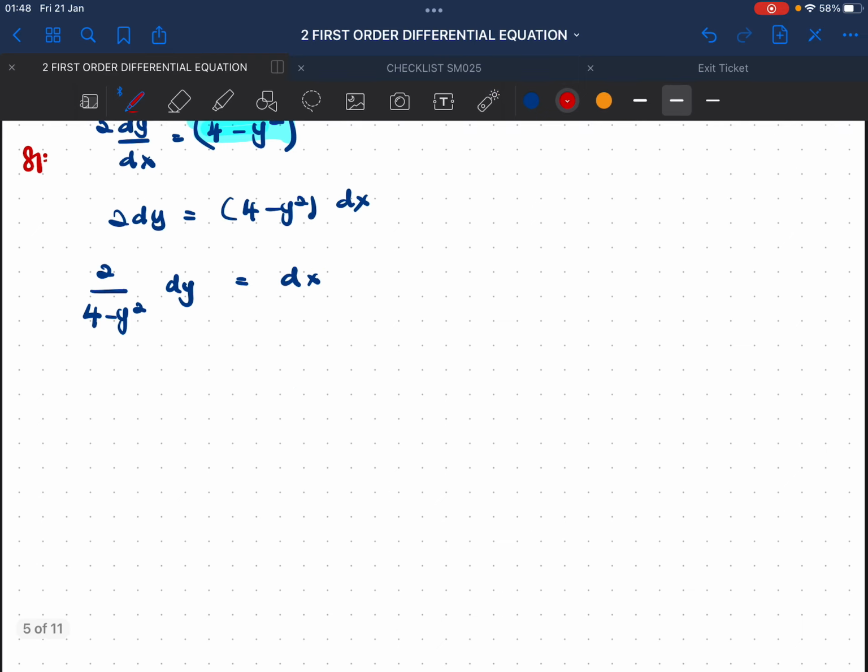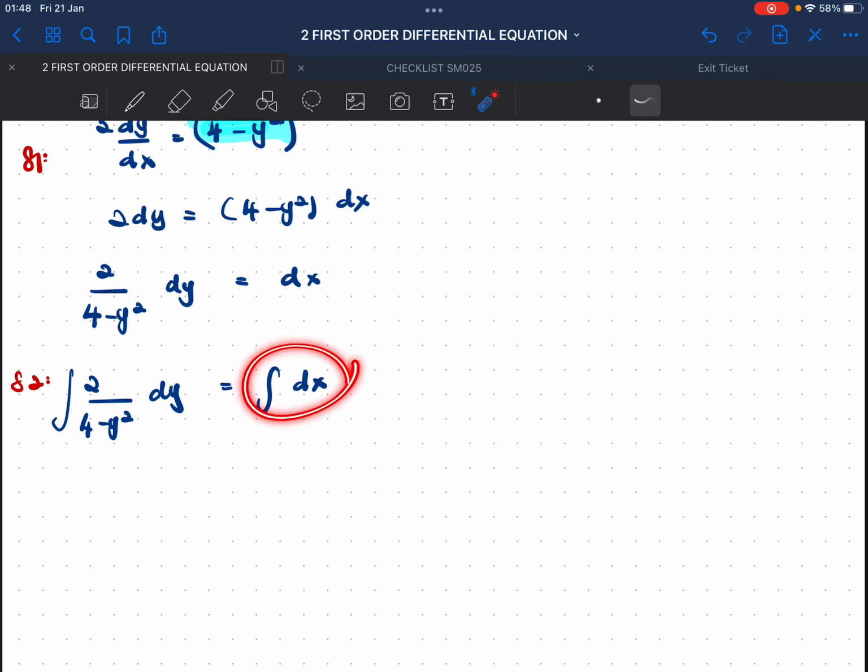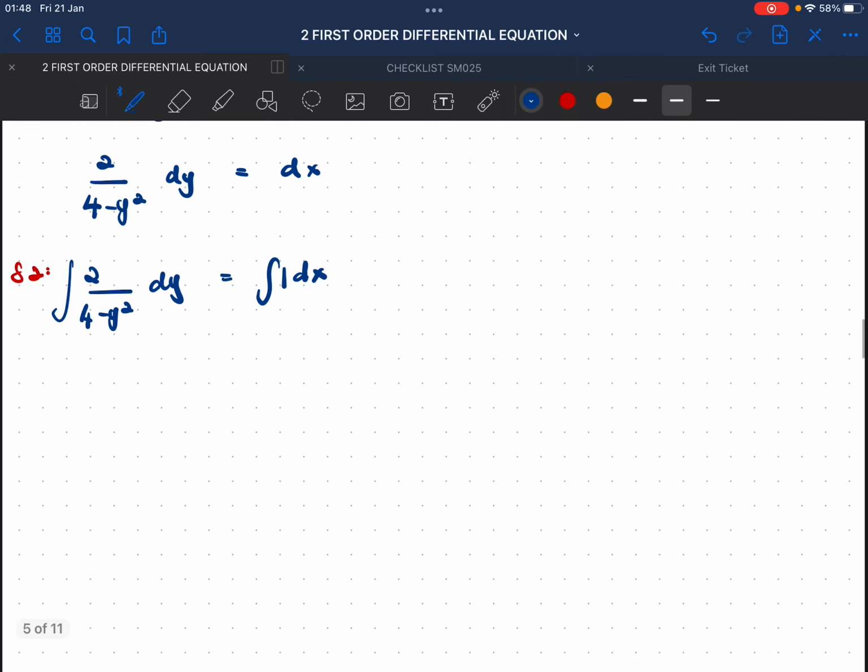So now the second step is just integrate both sides. So integrate 2 over (4 minus y squared) dy equals integrate dx. So this one is not a problem. Integrate dx, simply get x, because here it is 1. Okay, so this part here, 2 over 4 minus y squared, how are we going to solve that?